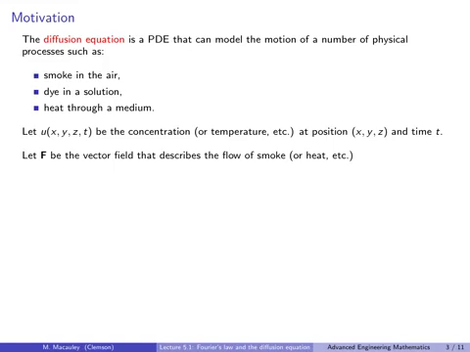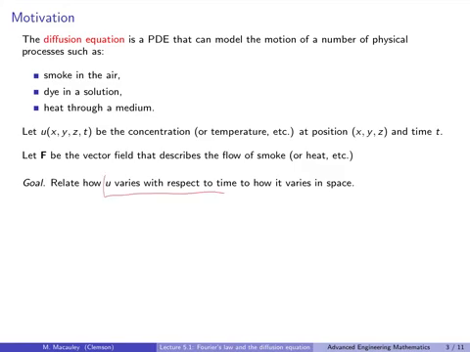Let f be the vector field that describes the flow of smoke, or dye, or heat, or whatever material we're looking at. Our goal is to relate how the concentration u varies with respect to time to how it varies with respect to space. So this first one is just du dt, and how it varies with respect to space, that involves du dx, du dy, and du dz. Not just first derivatives, but could be second and third, and so on.